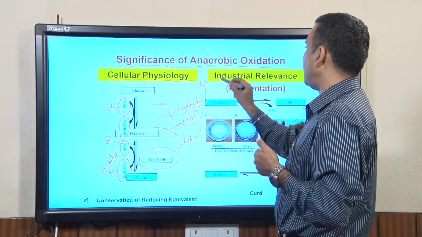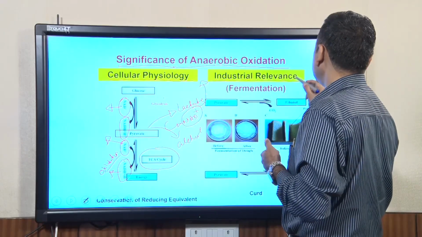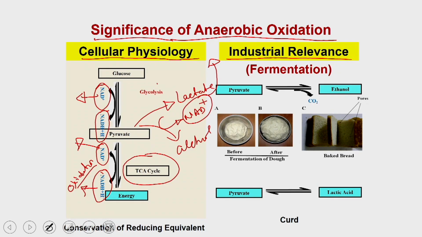Now, let us discuss the industrial relevance or the industrial importance of this anaerobic oxidation. In the first step, the pyruvate is getting converted into ethanol, with the removal of carbon dioxide. So, the classical example in this case is the yeast. We have already discussed that this reaction is very upregulated in the case of yeast.